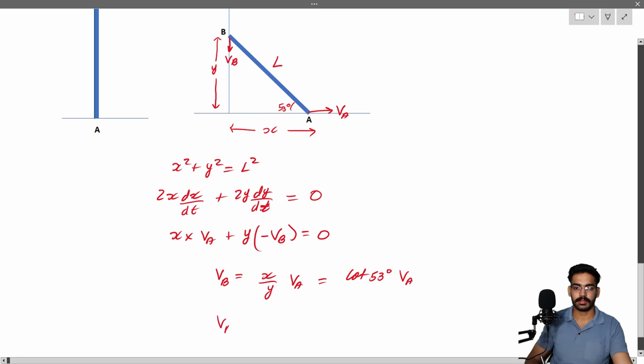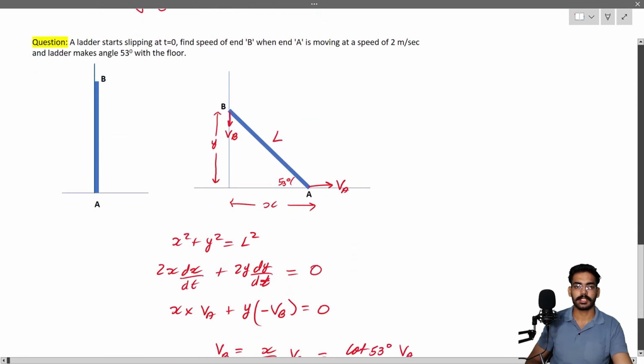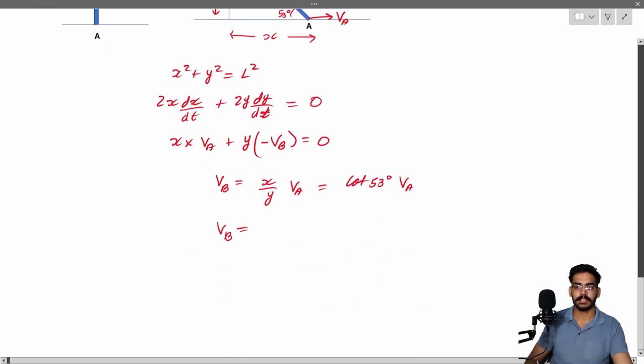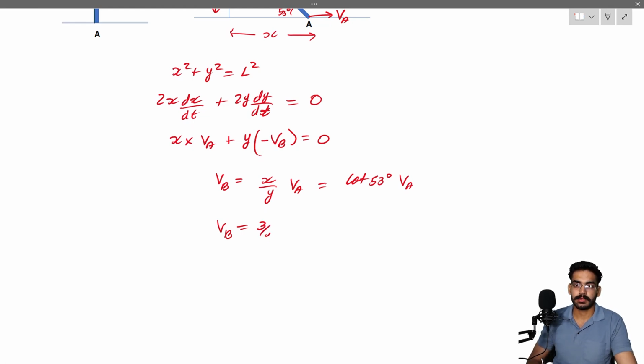So I want to calculate VB and I know the VA value. What is the VA value? VA is 2 meter per second, and the angle is 53, as we said already. So what is the cot 53 value? I can say 3 by 4, and VA is 2, so this is going to be 3 by 2 meter per second.